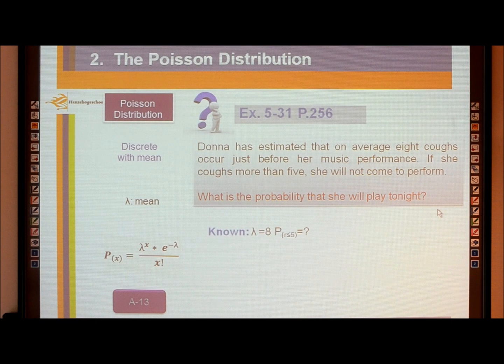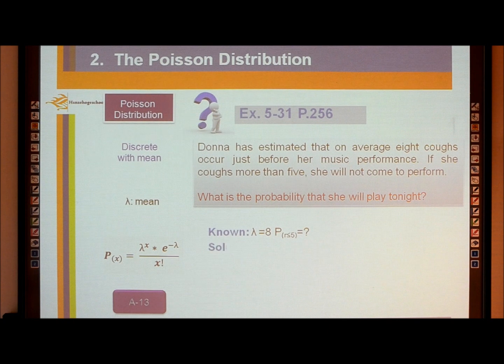So in this question, we know that on average, Donna coughs 8 times before her music performance. So the mean is 8. That is lambda 8. And we want to know what is the probability that today she coughs less than 5 times. Because less than 5 times means that she can still come to perform. She will play tonight. And then it is Poisson distribution, so we need to go to table A13.